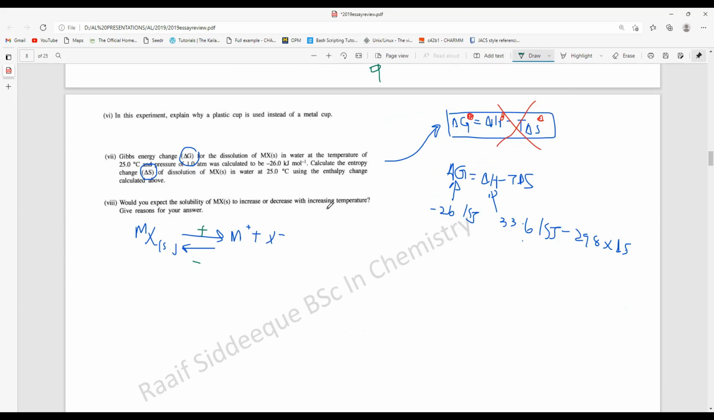So when you heat, what does it mean? You are heating more and more. So this is a heating process. So what the system does is the opposite, which means a cooling process. So the dissolution will increase here. That's the idea. So the solubility of MX will increase with increasing temperature. What is the reason? The dissolution is endothermic. Or you can say delta G will become more negative, based on this equation.